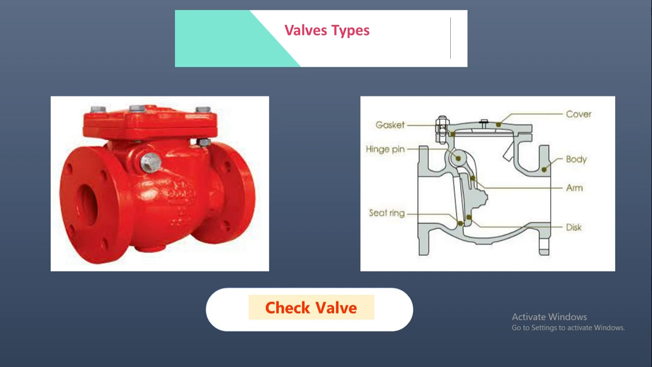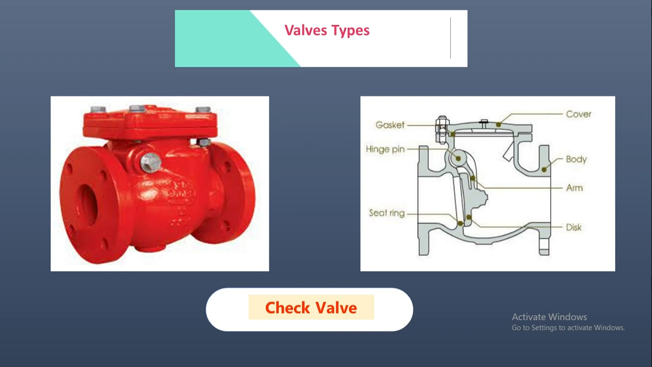The advantages of the check valve: number one, it's self-actuated and requires no external means to actuate the valve, either to open or close. Number two, it's fast acting. Number three, it allows flow in one direction only. And number four, pressure drop is very low.